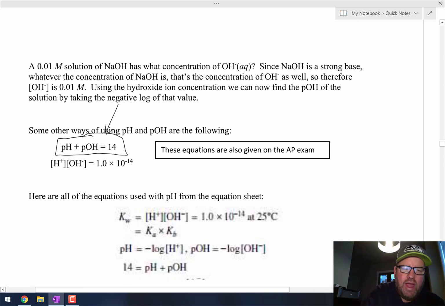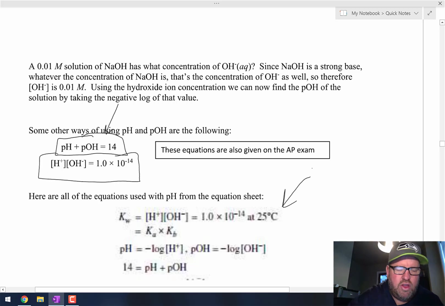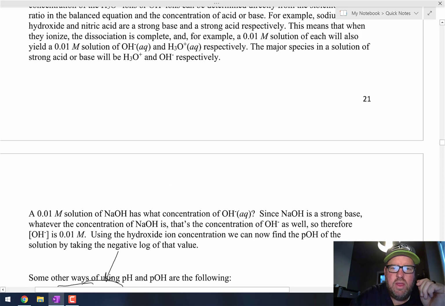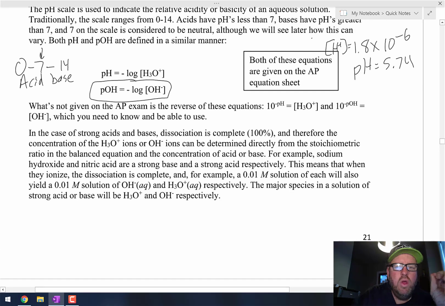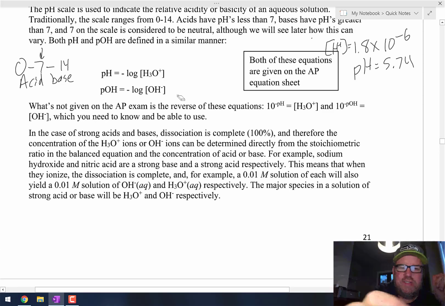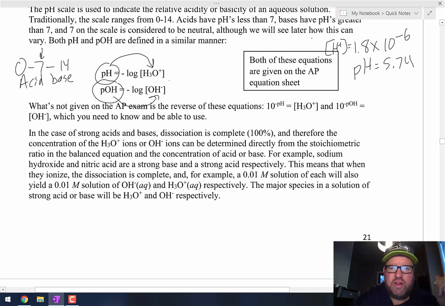Okay, and then using that same logic, getting rid of the logs, these are also given on the exam. You can see down here all the equations that are given on the exam: the hydroxide ion concentration times the hydrogen ion concentration is 1 times 10 to the minus 14th. What they don't give you on the AP exam is what if they give you the pH and they ask you to find the hydrogen ion concentration? Or what if they give you the pOH and they ask you to find the hydroxide ion concentration?